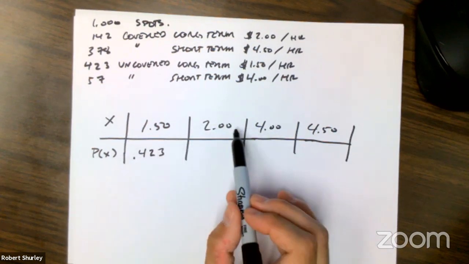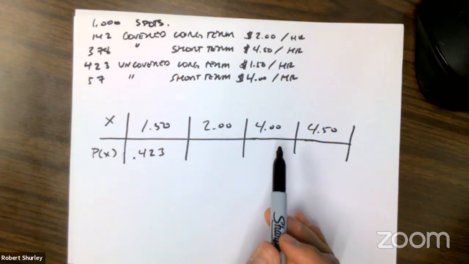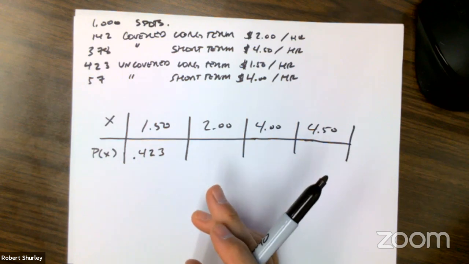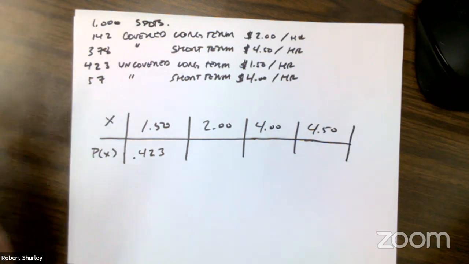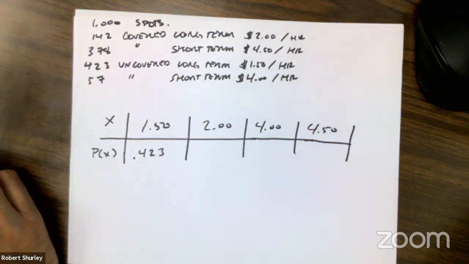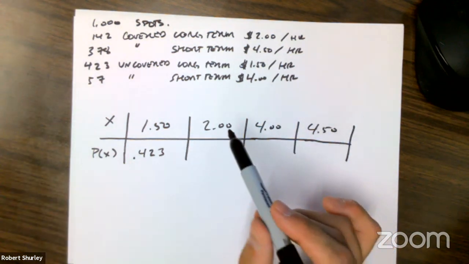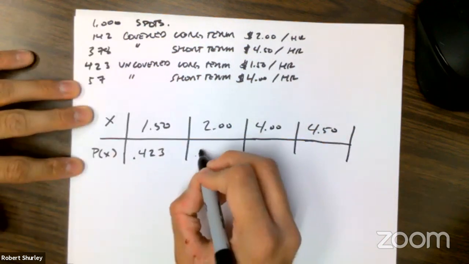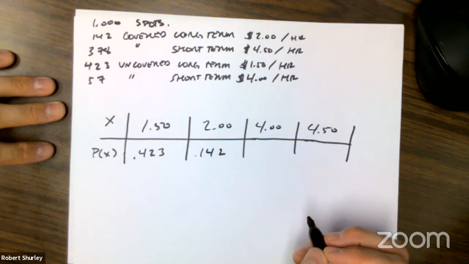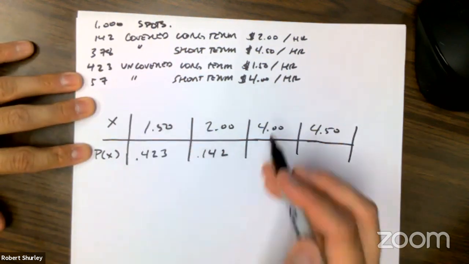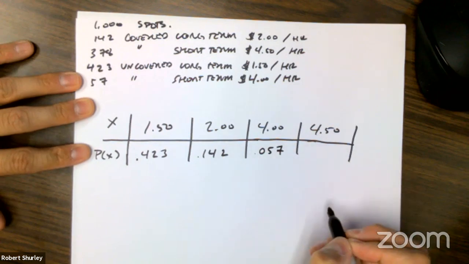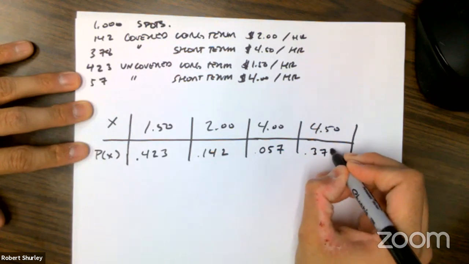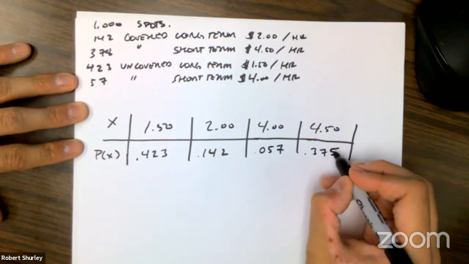So the probability we randomly choose a spot that's $2. I know this isn't random. You go, oh, hey, it's covered or it's uncovered. But let's just imagine that we're flying in a helicopter above it and we throw something and it lands on the spot. What's the probability you hit a $2 spot? Well, there's 142 out of 1,000 that are $2, right? $4. There's 57, so that's only 0.057, right? And then $4.50 is 378.